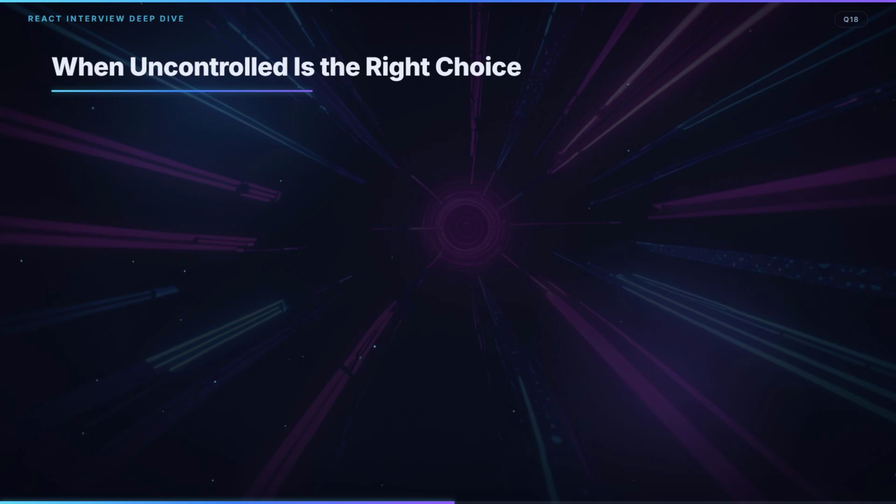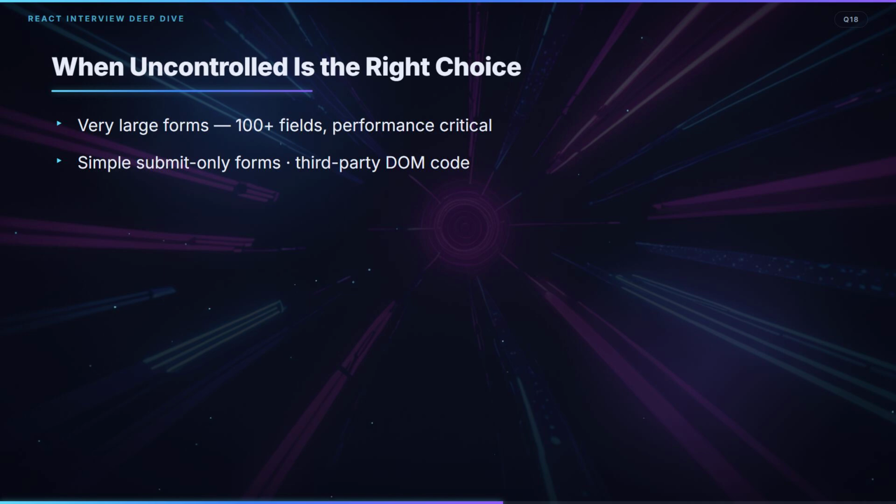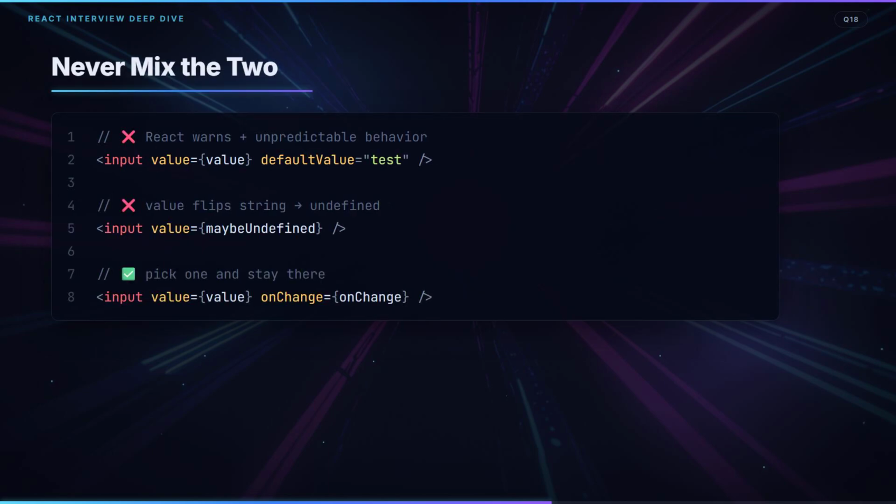But uncontrolled is not an anti-pattern. It is the right call for very large forms with 100+ fields, when performance is critical, for simple submit-only forms, when integrating with third-party DOM code, and always for file inputs. The browser blocks setting their value for security, so they cannot be controlled.